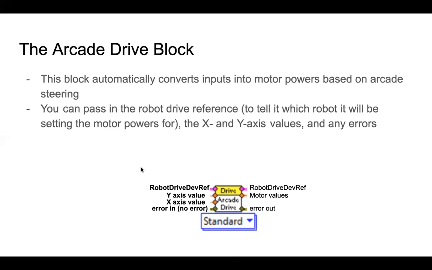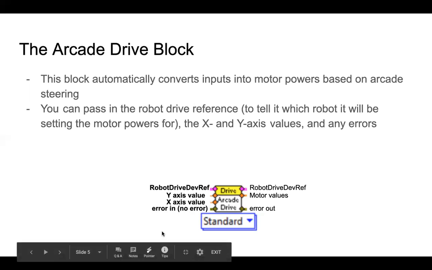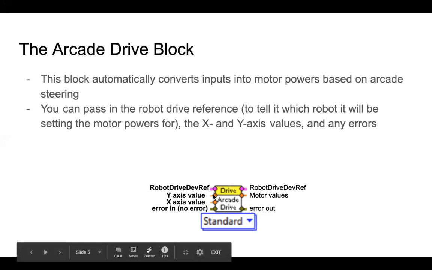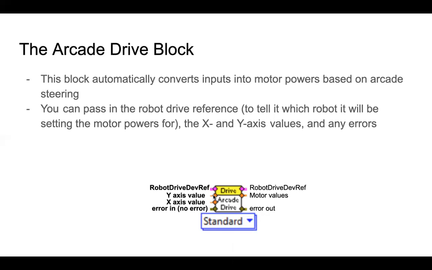And now for the arcade drive block. What this does is it converts x-axis and y-axis values to motor powers for the drive base, and then it actually sets the motor powers of the drive base to these values. So you don't actually have to set them separately, it does this for you. It's based on arcade steering, as you can see in the block. It's the arcade drive block. And so it's quite useful since it does all the converting and motor power setting for you.